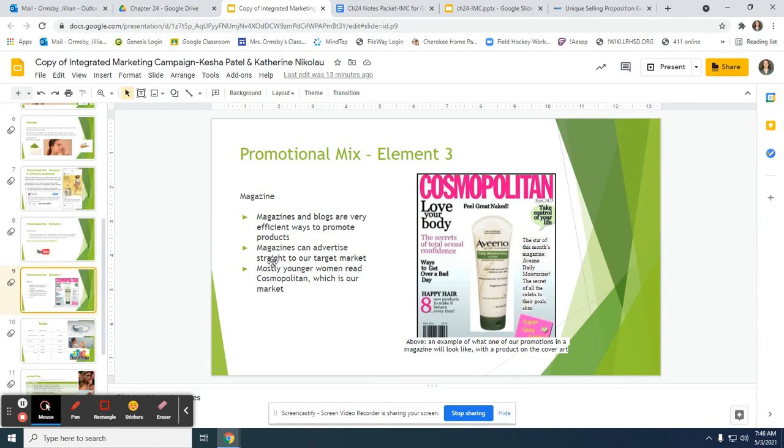They chose to do a print advertisement in Cosmopolitan. They talked about why it was a good choice for their campaign, how it could be effective, and made a mock up of what that would look like.